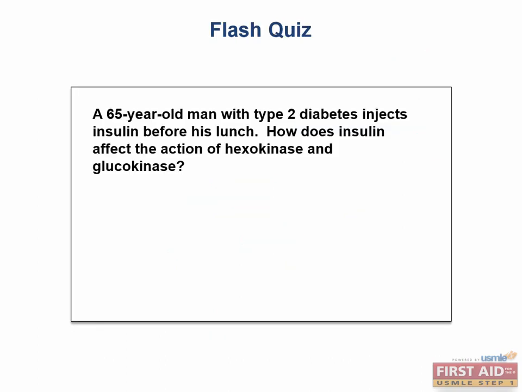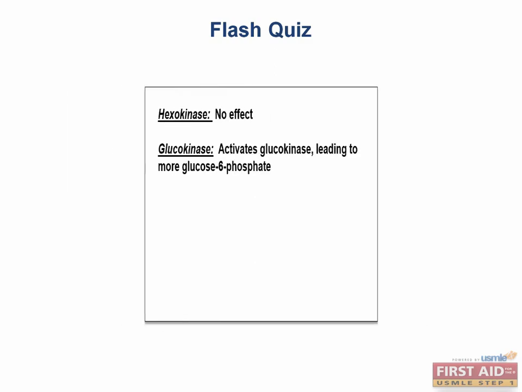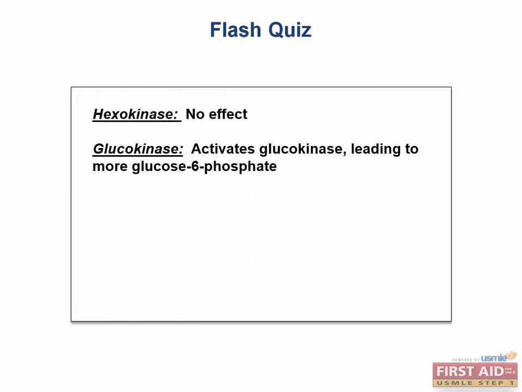Okay, flash quiz time. Let's review. A 65-year-old with type 2 diabetes injects insulin before his lunch. How does insulin affect the action of hexokinase and glucokinase? I'll give you a second. Hopefully, you remember that insulin induces the enzyme glucokinase, but doesn't affect hexokinase. This is because hexokinase is always active, while glucokinase must be stimulated by insulin when glucose levels are high to create more glucose 6-phosphate to trap glucose inside of the cell.